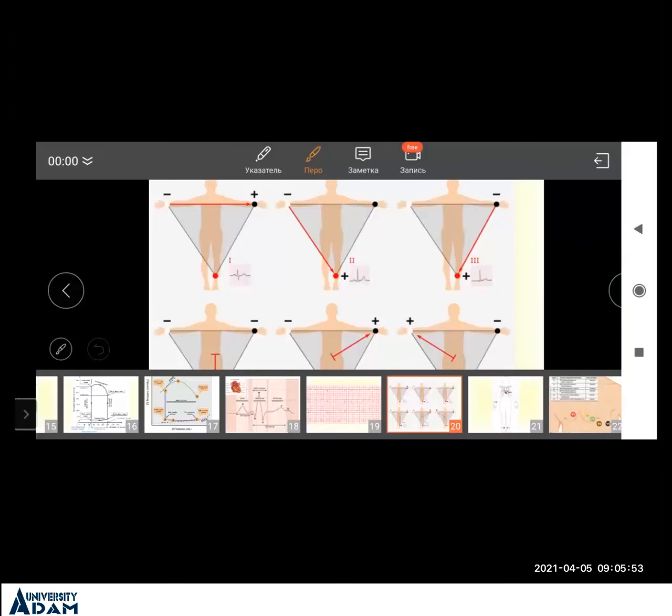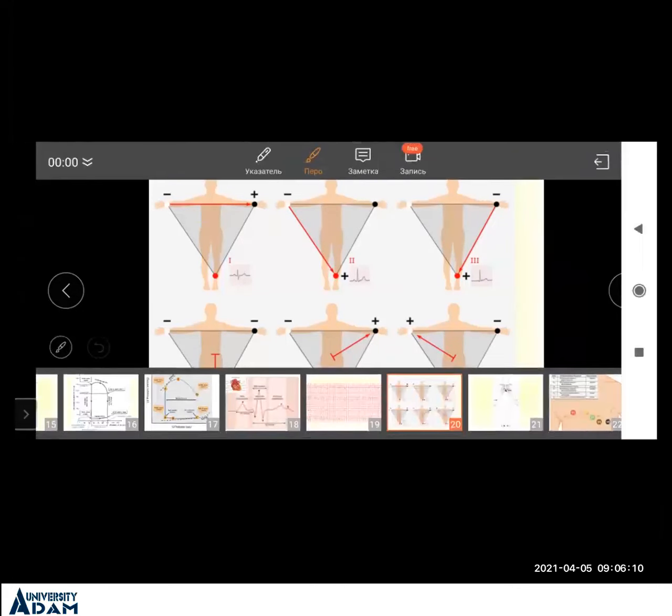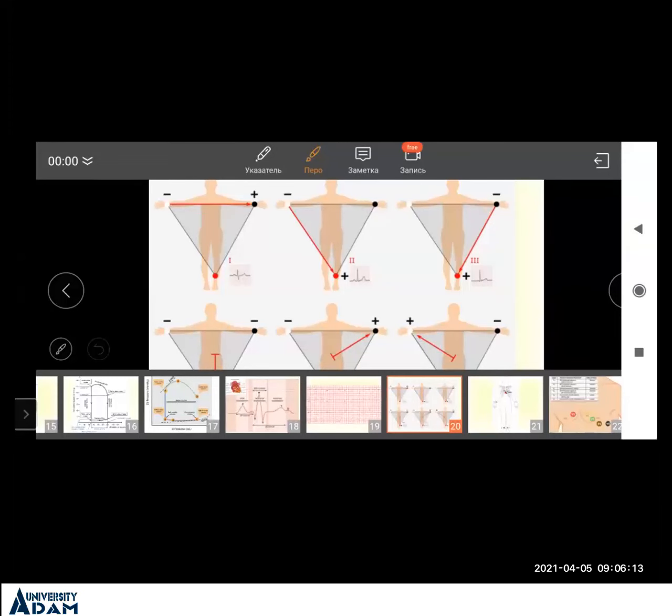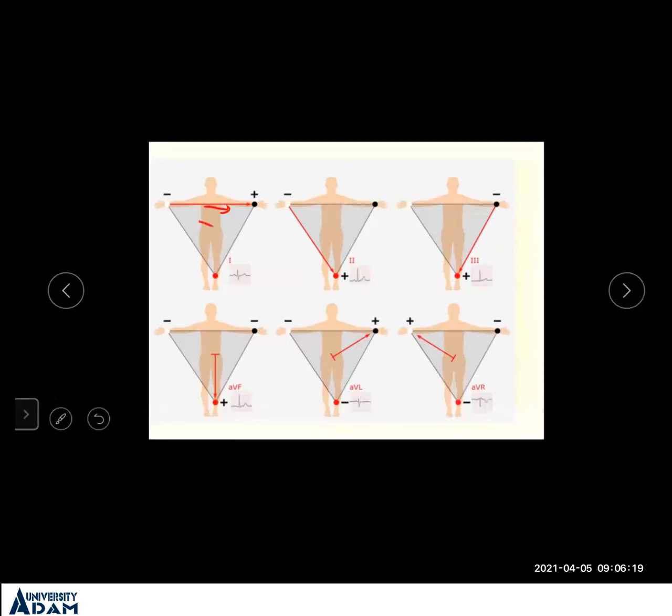What happens with the difference in these polarities? It will show positive and negative, depending upon which direction the wave of depolarization goes. If a wave of depolarization goes towards the positive electrode, we see positive waves on ECG. If it goes to the negative part, we see negative.